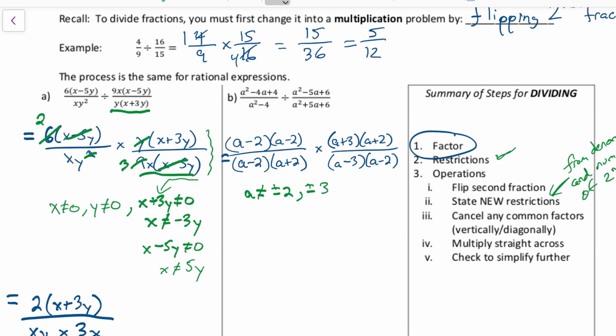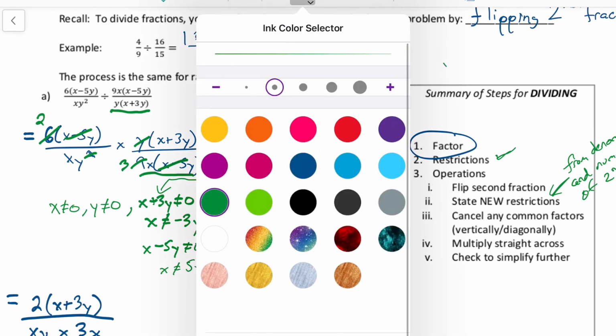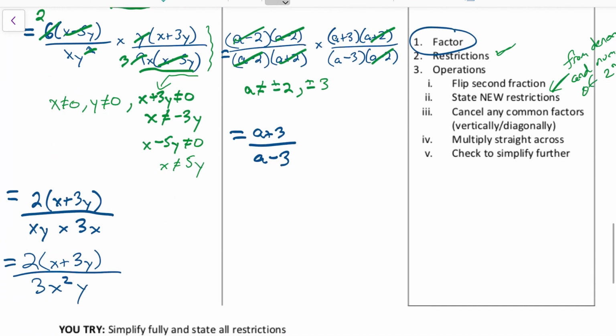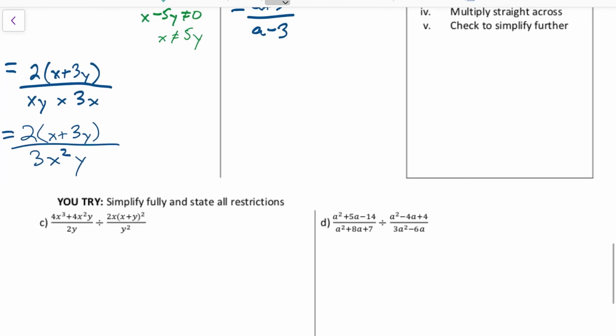And so now, oops, I forgot my equal sign. Now we can divide what's common. So go through your process. We got these a minus 2's are gone, a plus 2's, and it looks like we're just left with the a plus 3 over a minus 3. And we're good. Again, check, but you can't cancel anything out.